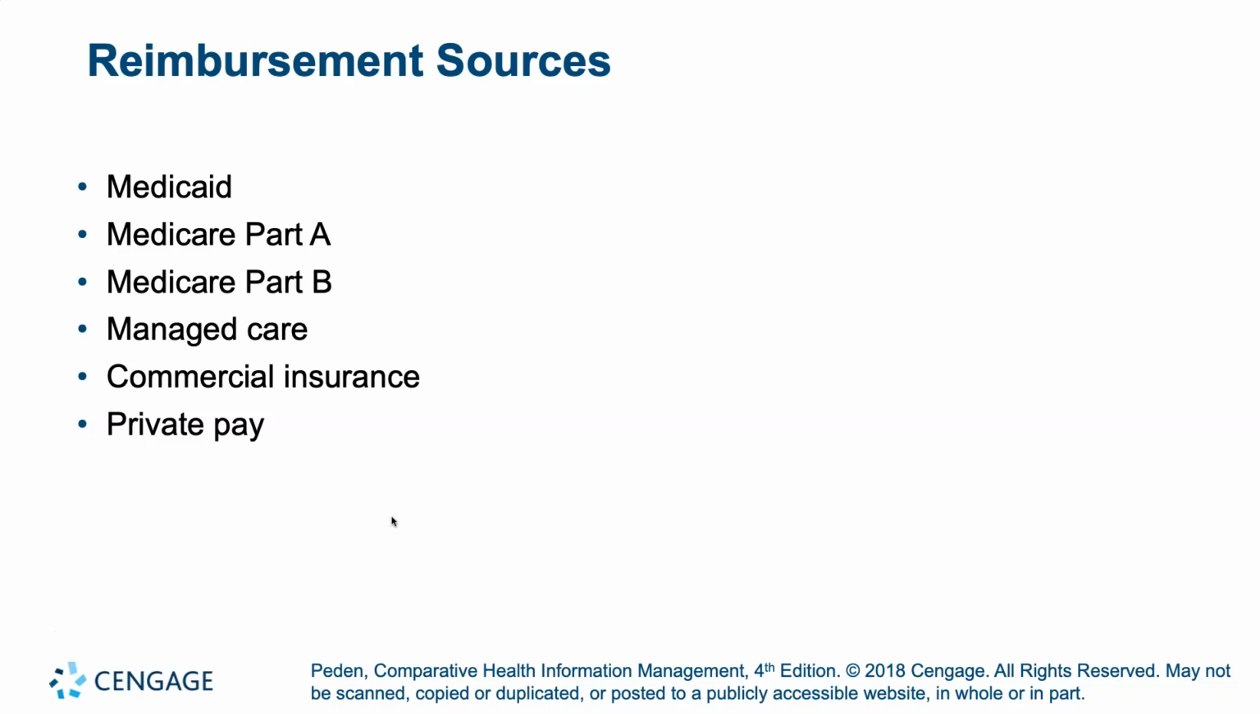So reimbursement sources for long-term care. You have Medicaid, you have Medicare Part A, Medicare Part B, managed care, commercial insurance, and private pay. So you need to have all of these sort of memorized, hint, hint, hint, for reimbursement sources. And think back to what we're learning about these reimbursement sources in HIT 292, where it's reimbursement systems. So keep in mind that kind of link.